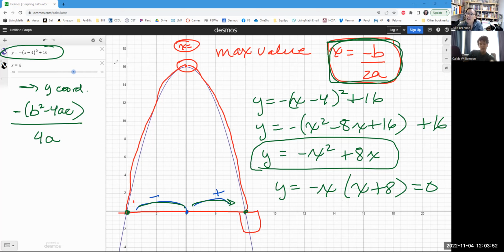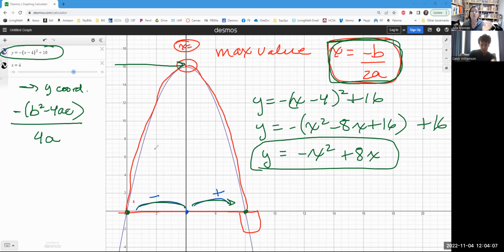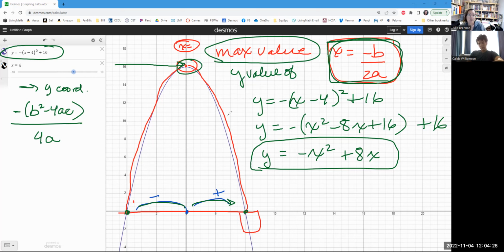Okay, but it still doesn't tell me this value. It doesn't tell me the 16. So factoring would give you zeros, and maybe I want those. Anytime they say I want solutions, they mean zeros. Zeros and solutions mean the same thing. But if I want the maximum value, really what I want is the y value of the vertex.